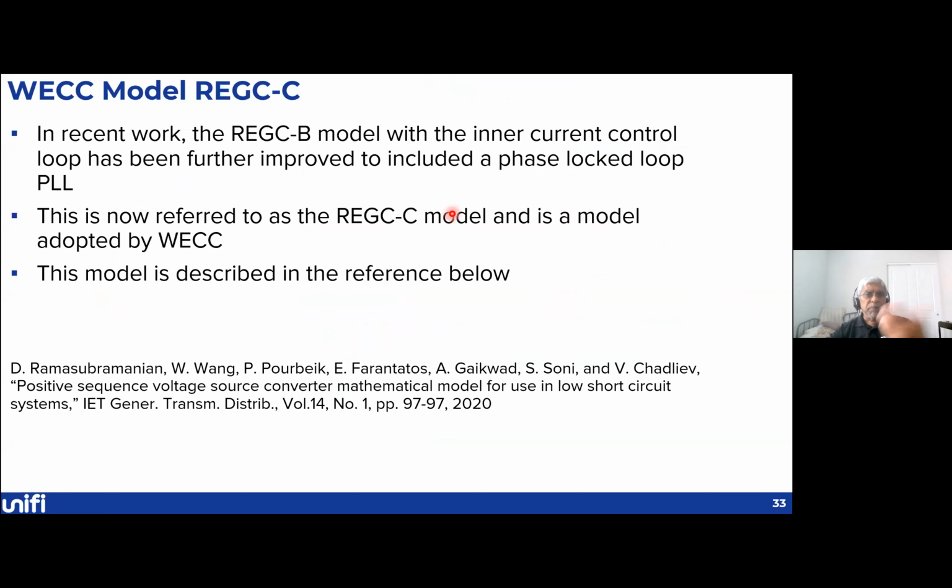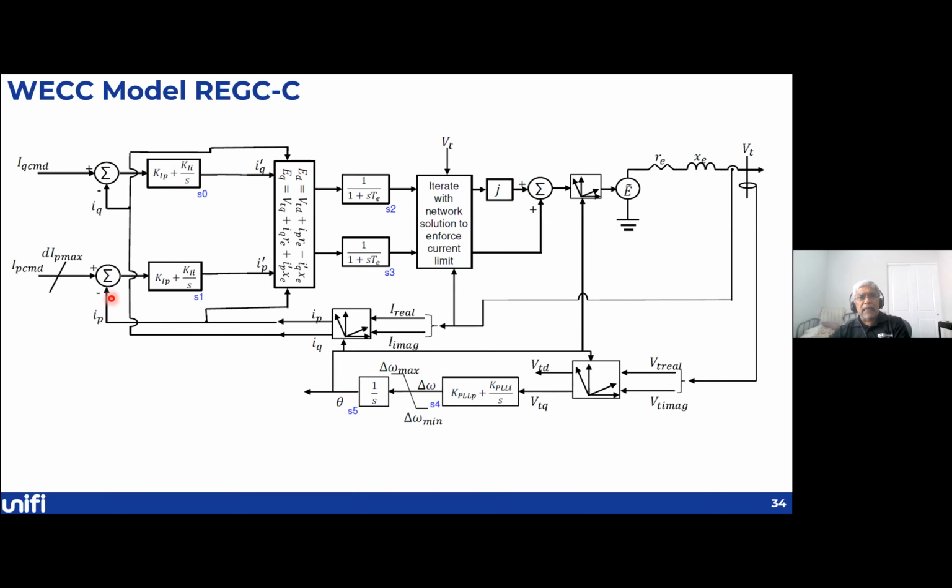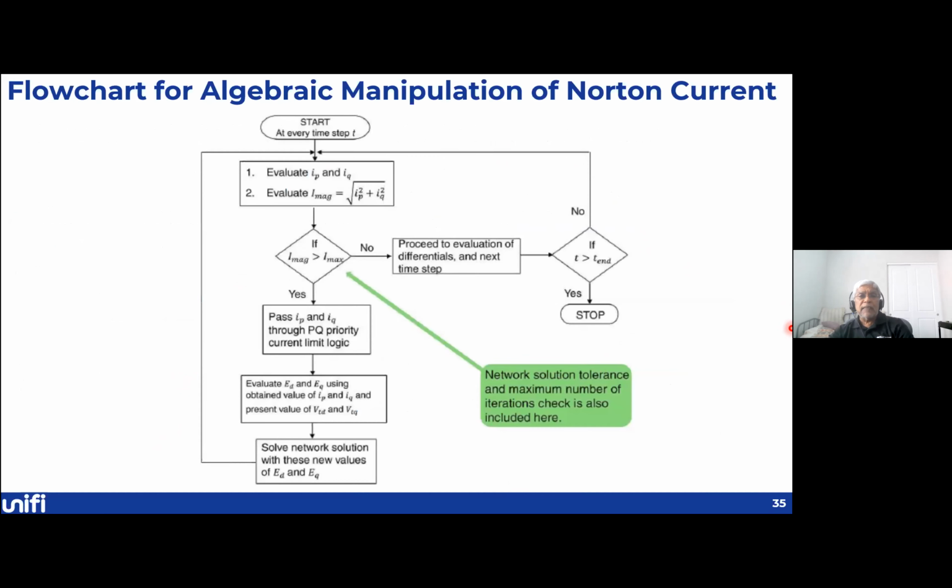has been further improved by WECC to include a phase lock loop. This is now referred to as REGCC, and it is a model adopted by the WECC. This REGCC model is described in this particular paper, which appeared in 2020. You will notice that there are a lot of similarities to what we had. And here are the PLL loops which are included.